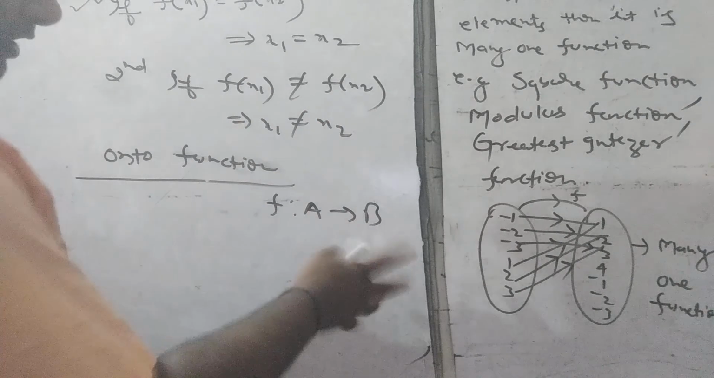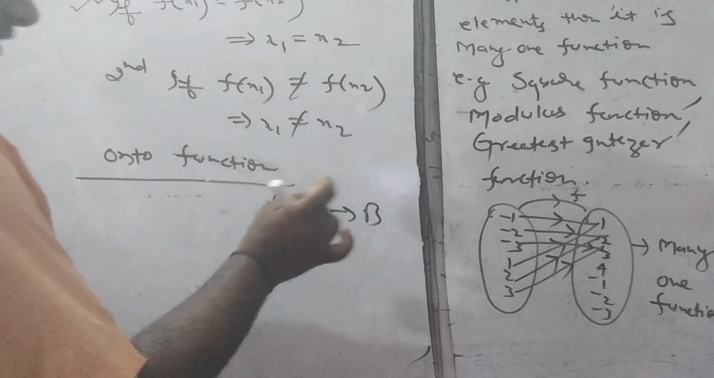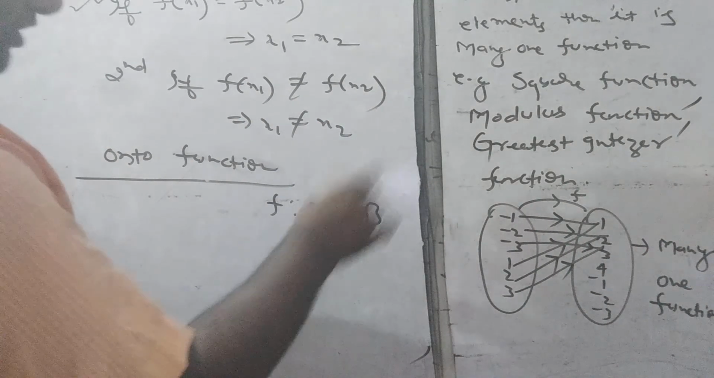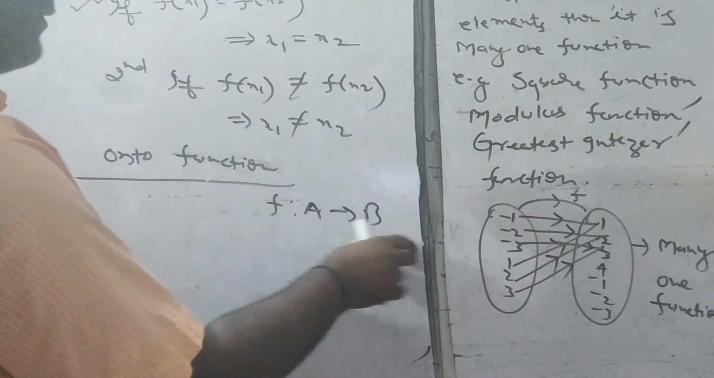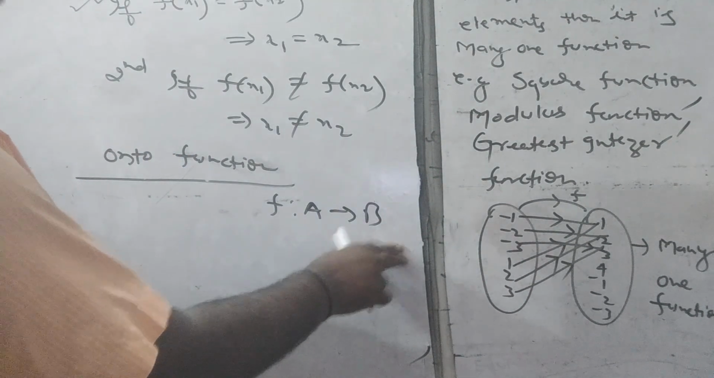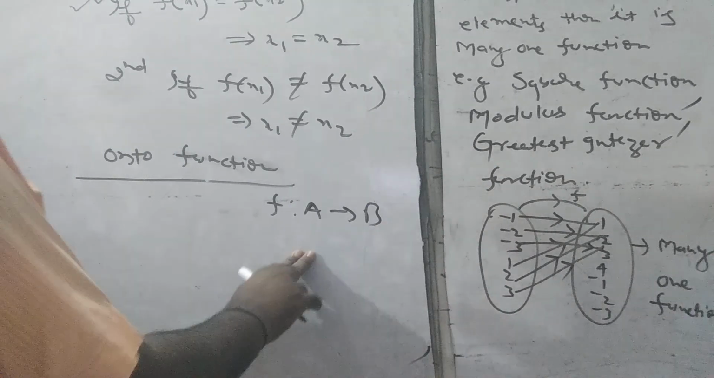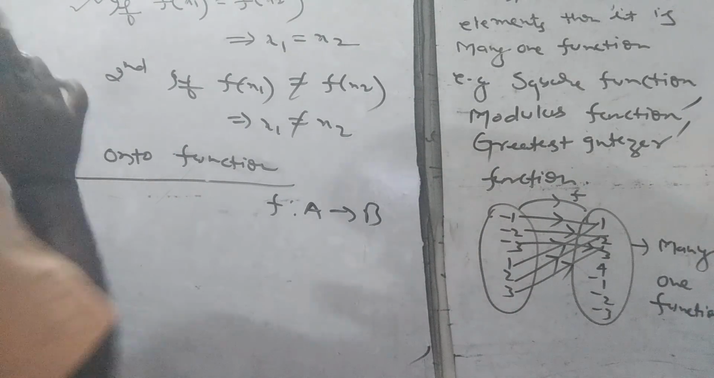In onto function, both conditions are imposed, the condition on A is also there and the condition on B is also there, that all elements of set B have at least one pre-image in set A. That is onto function.